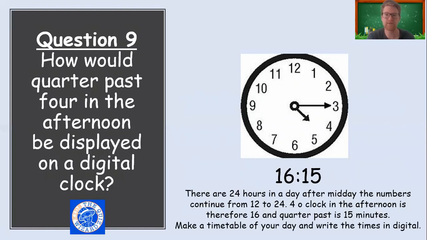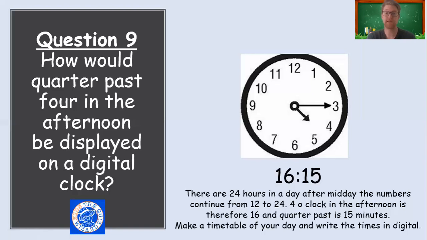4 o'clock in the afternoon is therefore 16, because it would be 12, 1 o'clock would be 13, 2 o'clock would be 14, 3 o'clock would be 15, and 4 o'clock would be 16. And a 4:15 is 15 minutes from the 12, you'd have 5, 10, 15 minutes. So it would be 16:15.